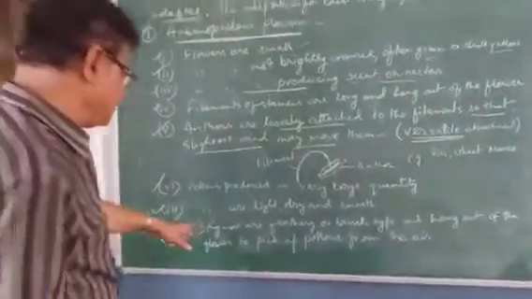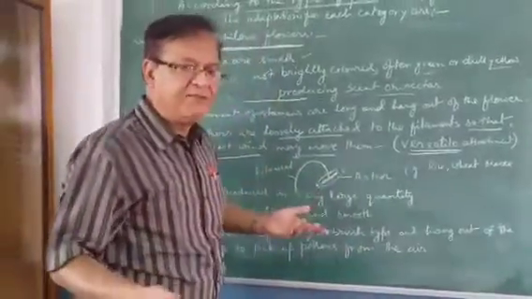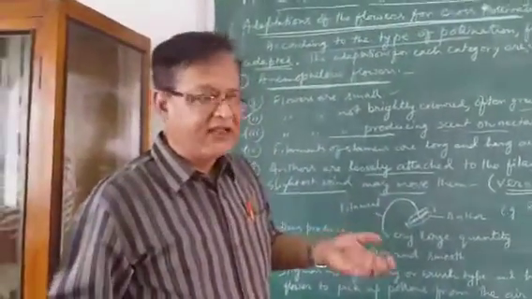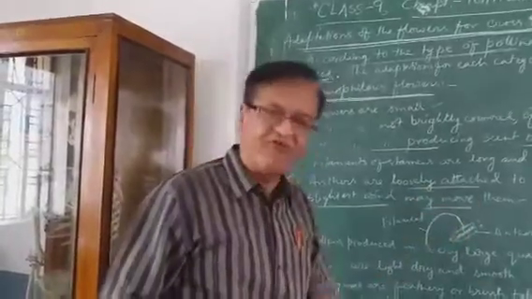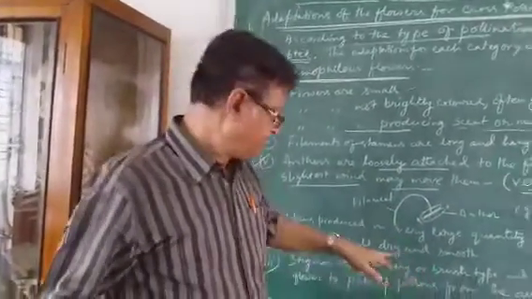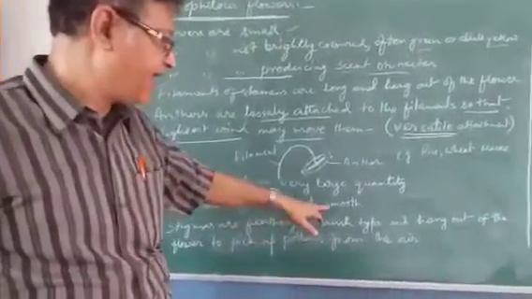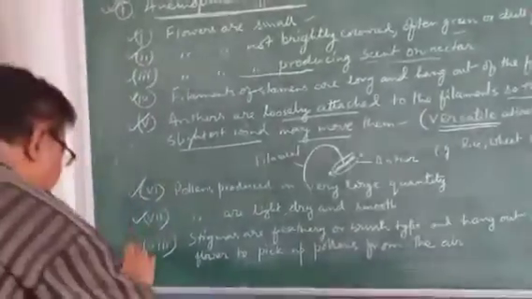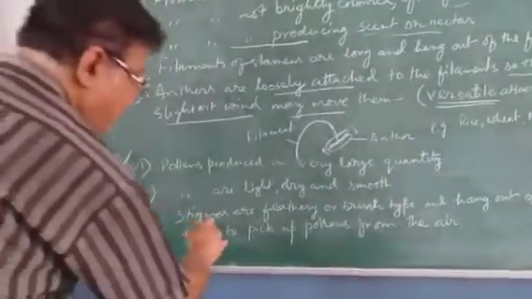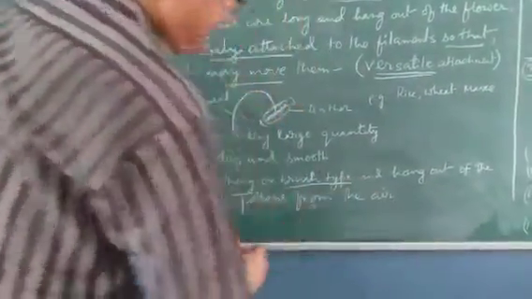Number 7, pollen grains are very light, dry and smooth, very obvious because they are taken by wind. If they are light, they will float in air nicely. If they are heavy, they will fall. So they are very light, dry, it should be dry for floating, and smooth. This is another adaptation. Number 8 says, stigmas are feathery or brush type.